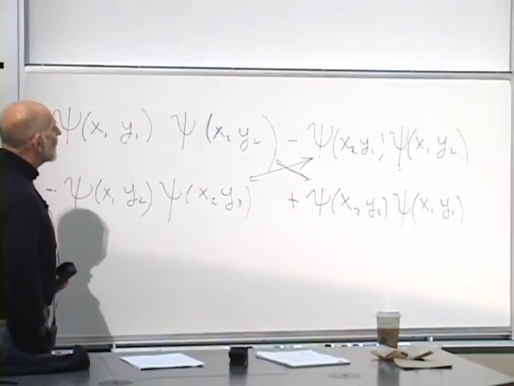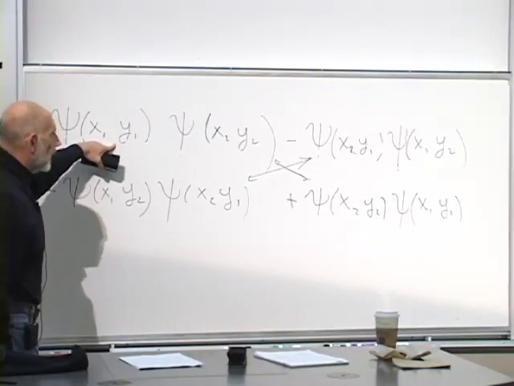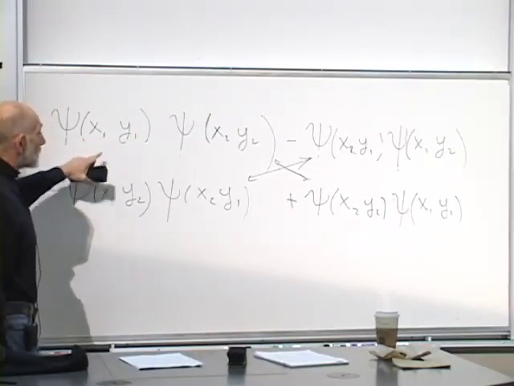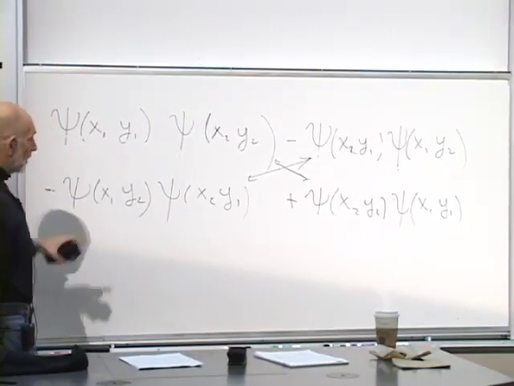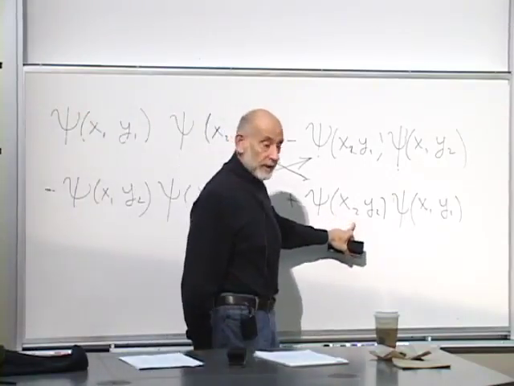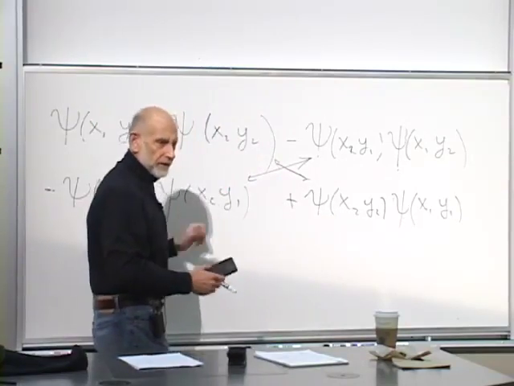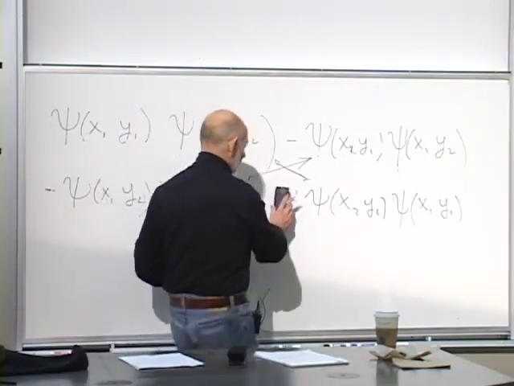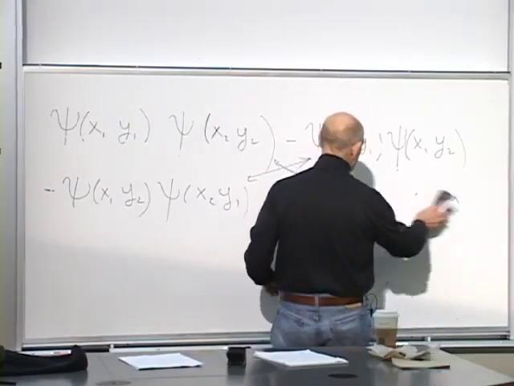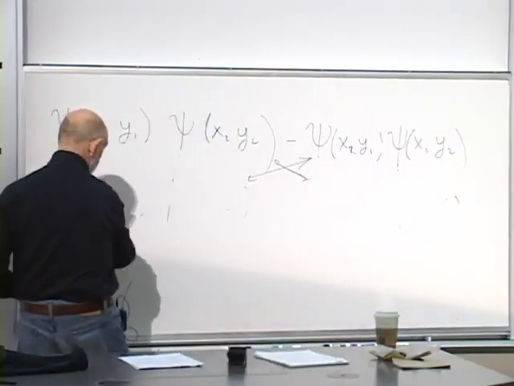Is it 0? X1, Y1, where else do you see? No, it's not 0. This one and this one are the same, so it's just twice this. The 2 is irrelevant; we don't care about a factor of 2. And twice this, this is it. And this is not 0.